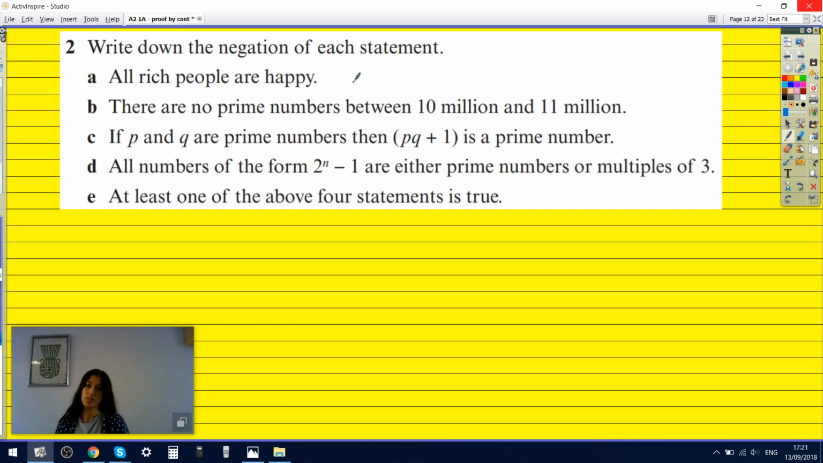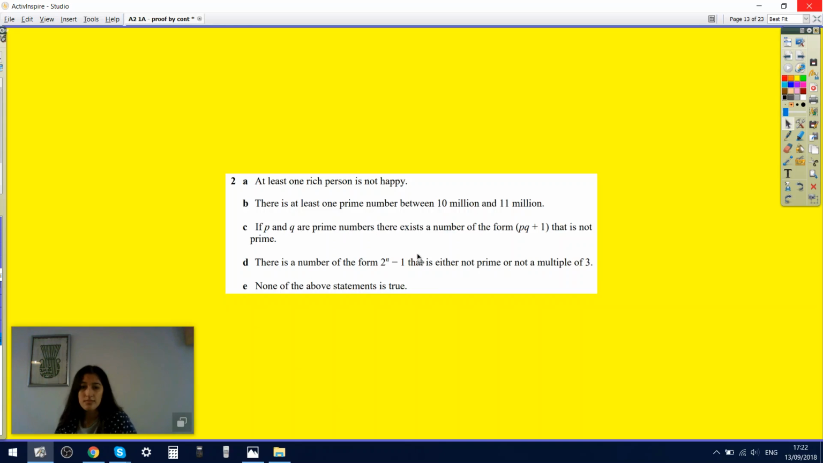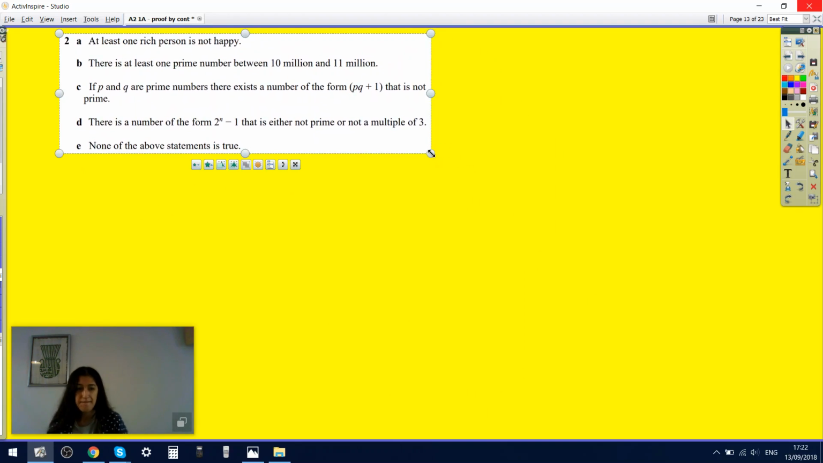All numbers of the form 2n minus 1 are either prime numbers or multiples of 3. Not all numbers of the form 2n minus 1 are either prime numbers or multiples of 3. Yep. All of the above statements are true. Or which one? The second one. Yeah, all of the above must be false. There's not even one that is true. And they might say at least, but that's fine.